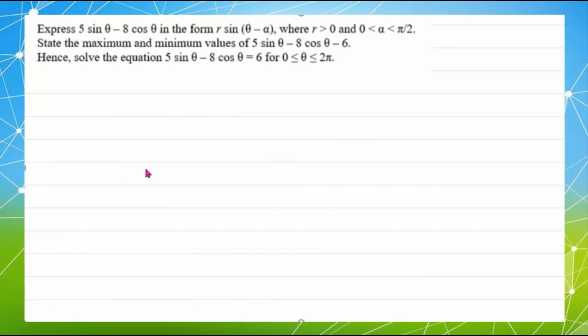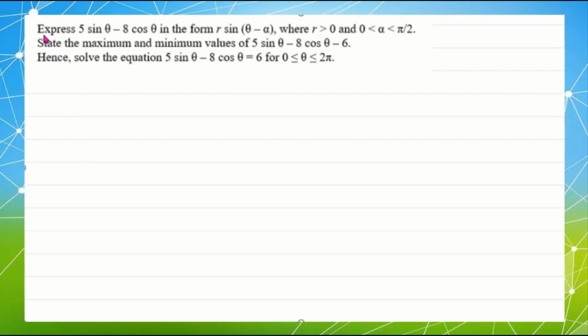Now let's try this question. From this question, we can see that the question has been divided into 3 small parts. First part, you are asked to express 5 sin theta minus 8 cos theta in the form R sin of theta minus alpha. Then second part, state the maximum and minimum value of 5 sin theta minus 8 cos theta minus 6. Then finally solve the equation 5 sin theta minus 8 cos theta equals 6. Let's try one by one.